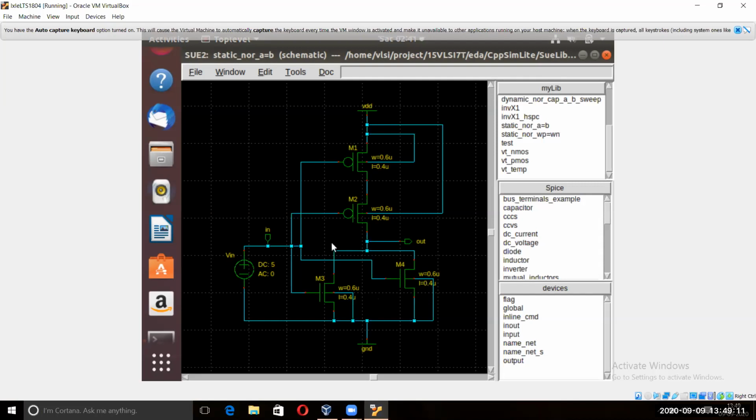Generally, always if this top one is B, it is A. In NAND also, the bottom one will be B. Same type of convention you will follow everywhere.